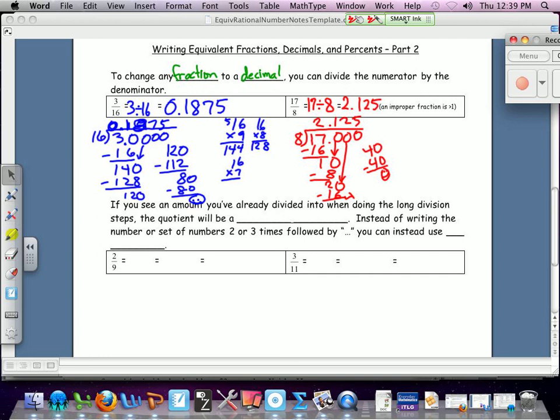It doesn't always work out quite that nicely. Sometimes it's a terminating decimal, but it goes on a long time. In that case, typically your directions will say to the nearest hundredth or something like that, and then you would divide to the thousandth so that you could round. Now, there are other times when it would literally go on forever if you let it, because it would have the same thing happen over and over. That's called a repeating decimal. So sit up, look alive. We're going to get back to our auctioning in just a moment. If you see an amount you've already divided into when doing the long division, the quotient will be a repeating decimal.